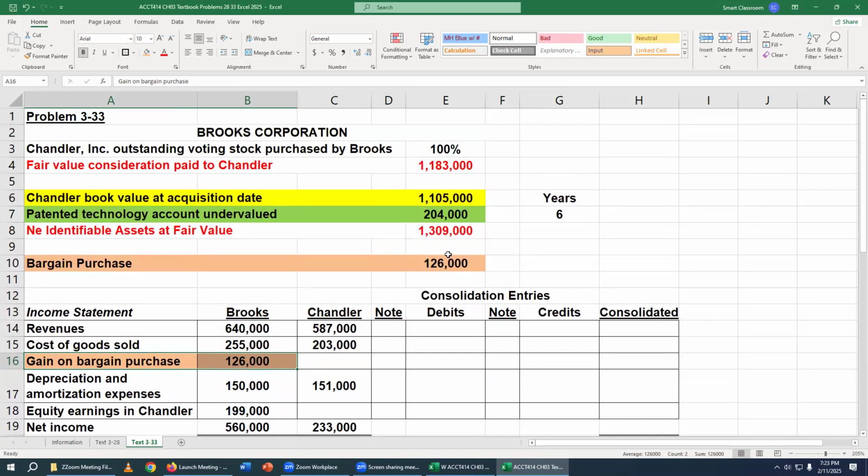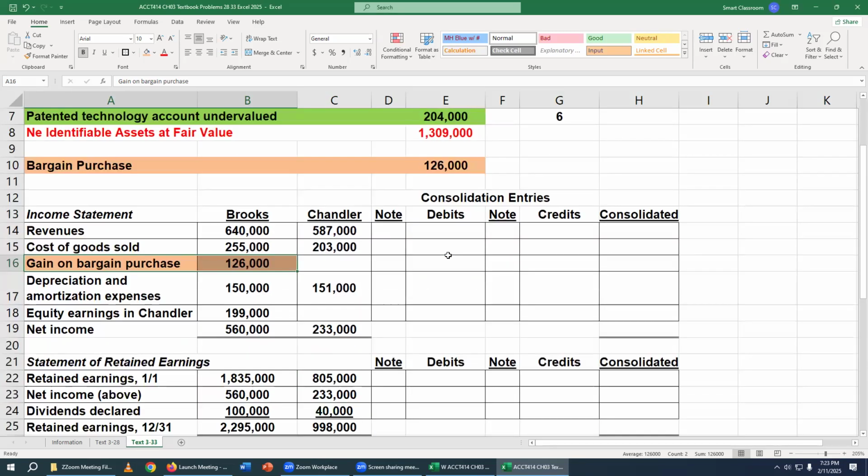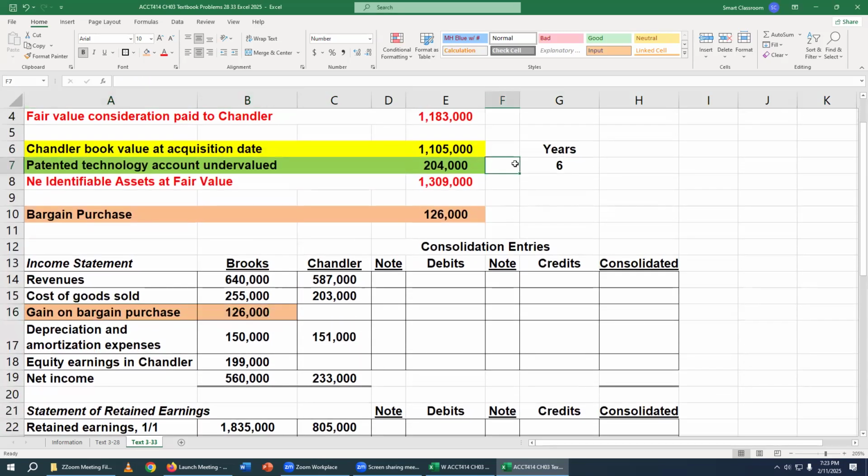Okay, so let's see. I'm going to do the expenses up here just for kicks. 204,000 divided by 6 equals some number. Oh, I know, since I'm in Excel, how about this? There we go. Okay, 34,000. So that's what we're going to have to expense every year out of it.